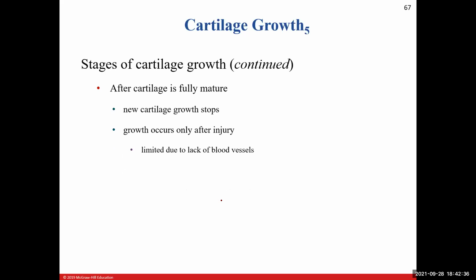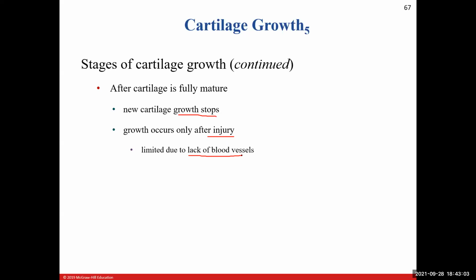So keep in mind, what did I say? With mature cartilage, we are going to see the overall growth eventually stop. Only when injury occurs will we see further growth. But we will see now that that tissue has become avascular. That's when it is fully matured.